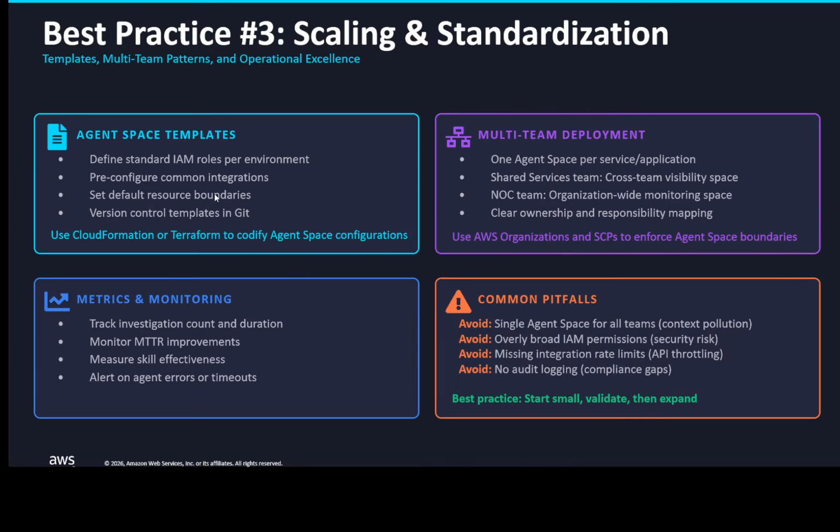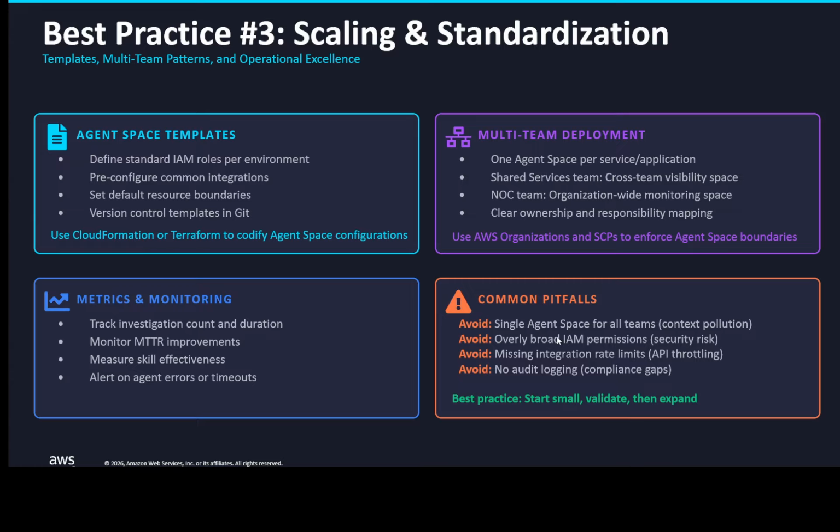Agent space template, multi-tenant deployment, metric monitoring, and common pitfalls, right? So these are the best practices in terms of segregating your multi-agent spaces and multi-team deployment. So have one agent space per service, per application, and then define the metrics and monitoring: track the investigation count and durations, monitor the MTTR improvement, measure skills. Then common pitfall: avoid a single agent space for all the teams.